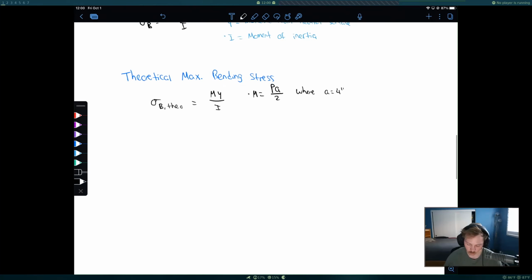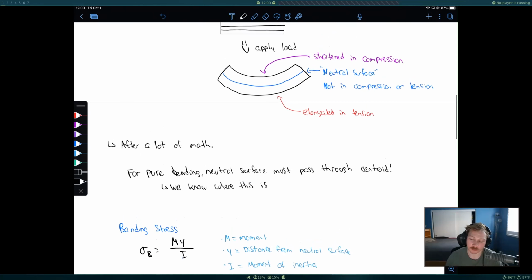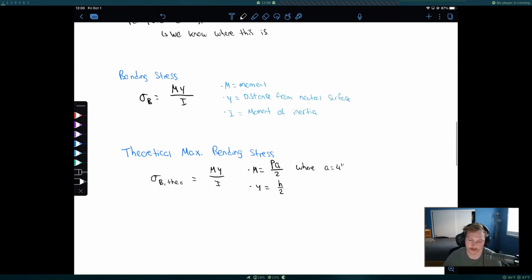And then Y, the distance from the neutral surface, is going to be H divided by 2, because our neutral surface is in the very middle of the beam. So the distance from the neutral surface for either the top or the bottom, in our case the bottom, is going to be the height divided by 2. And then the moment of inertia, we're going to get that formula at the very end.